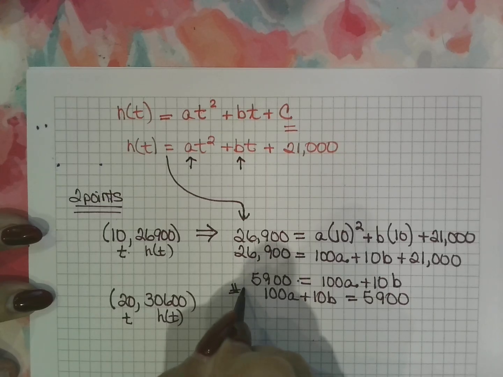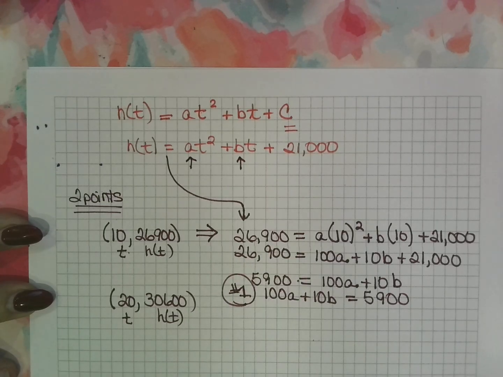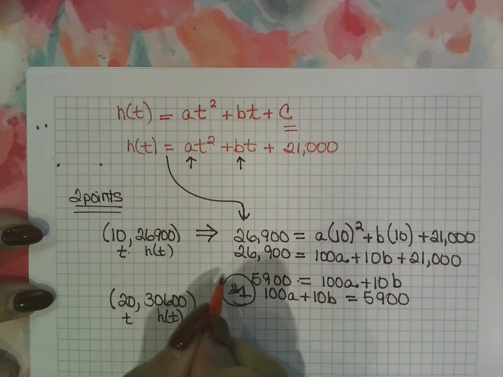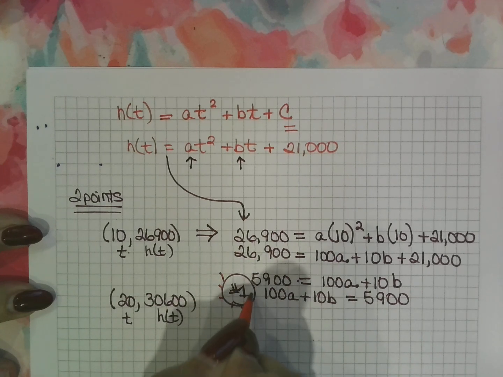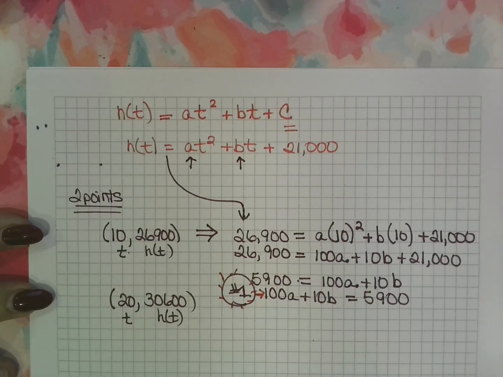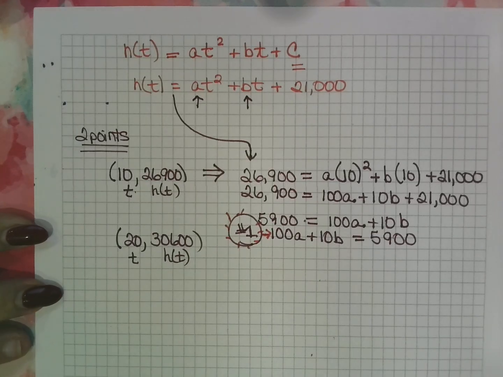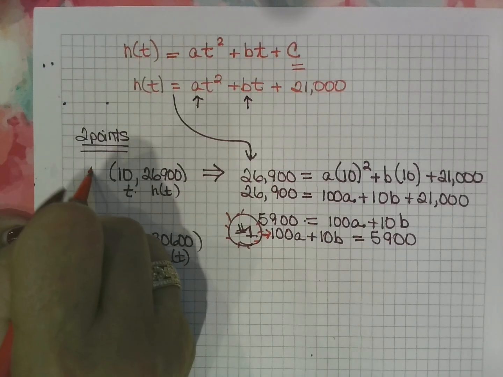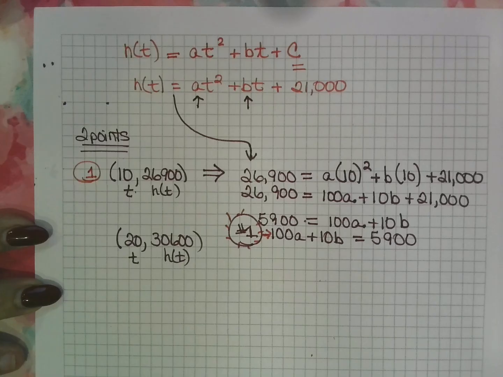And this is what we're going to call equation number 1. Let's make it a different color, or highlight it somehow. So that's this one right there: 100a plus 10b equals 5,900. That's the first one, coming from my first point. Now let's do point number 2.